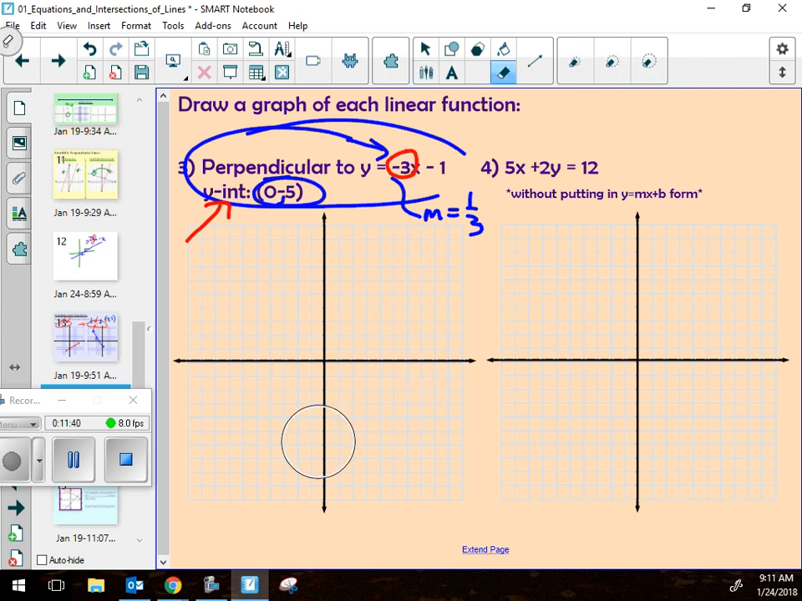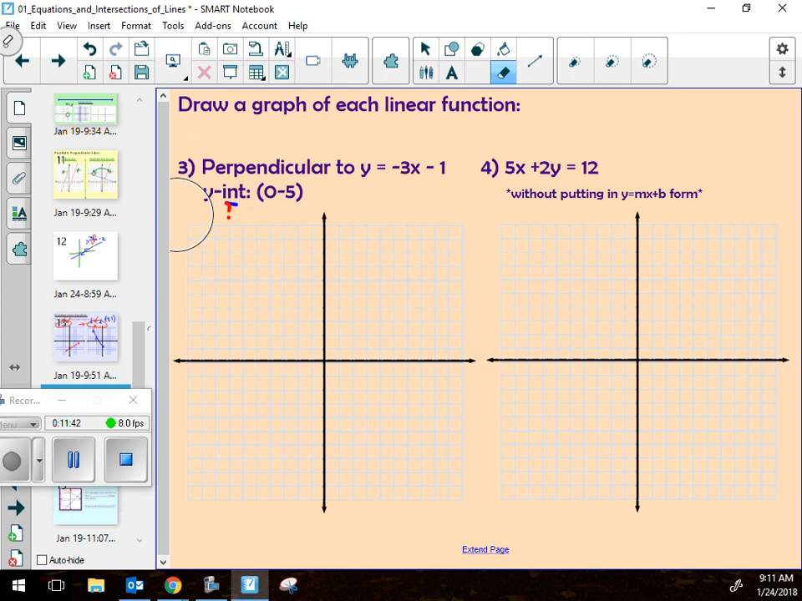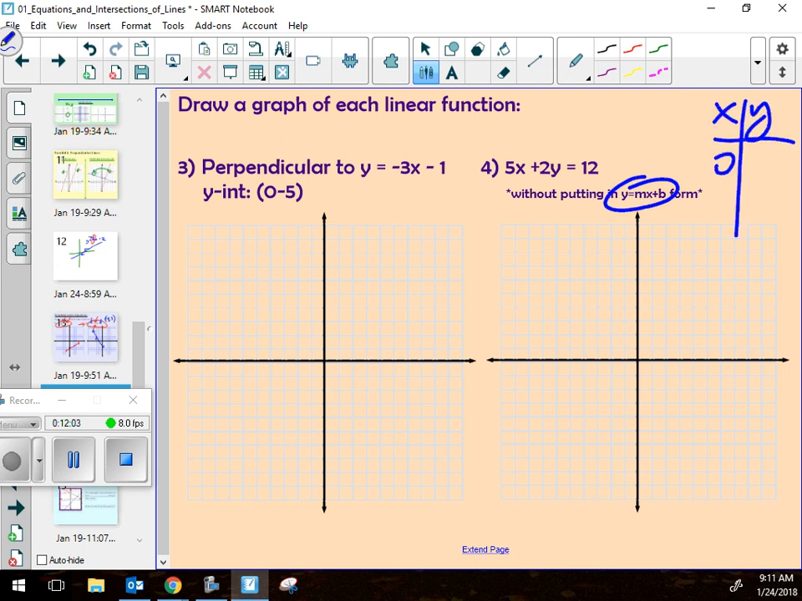It says without putting in y equals mx plus b form. Well, if they forced me to do that, I'd find a whole bunch of points on an XY chart. Otherwise, I'd solve for y, which is what they said not to do. So what else is there? Yes? Can you put like 0 in for x and 0 for y? Yes, you can put in 0 for x, and that's really what you're doing: putting in 0 for x and seeing what y comes out to be. If I put in 0 for x, what do you get? That means 2y equals 12, and therefore y must equal 6.